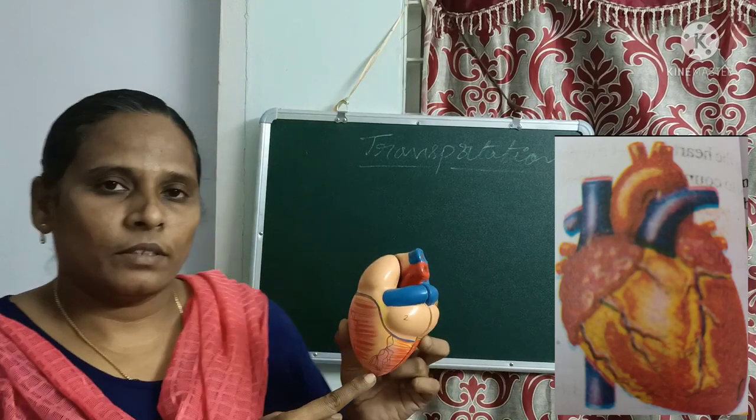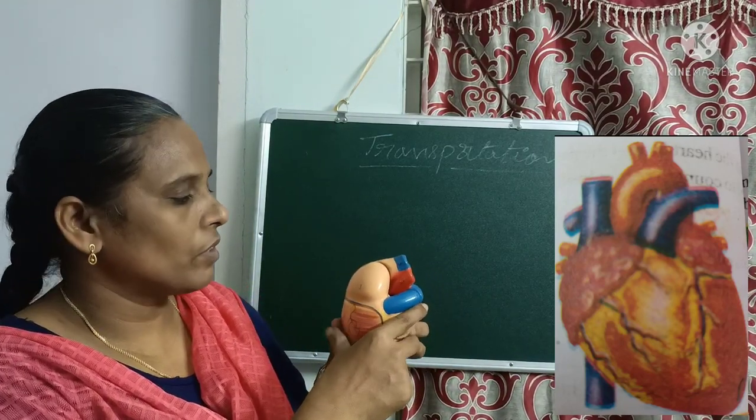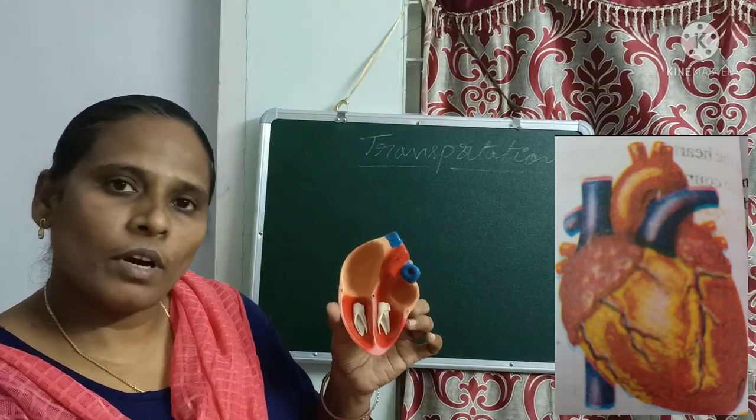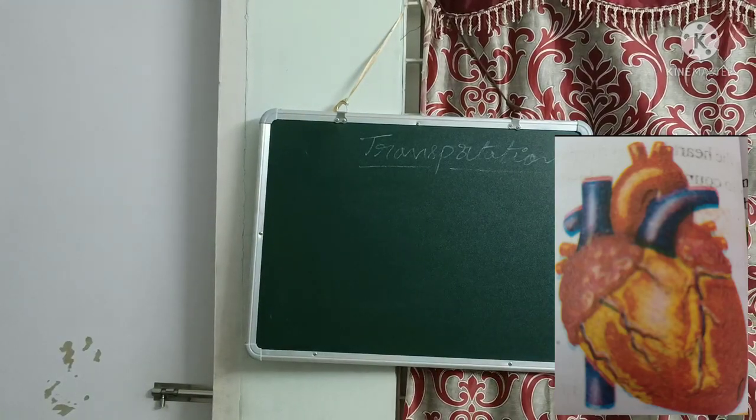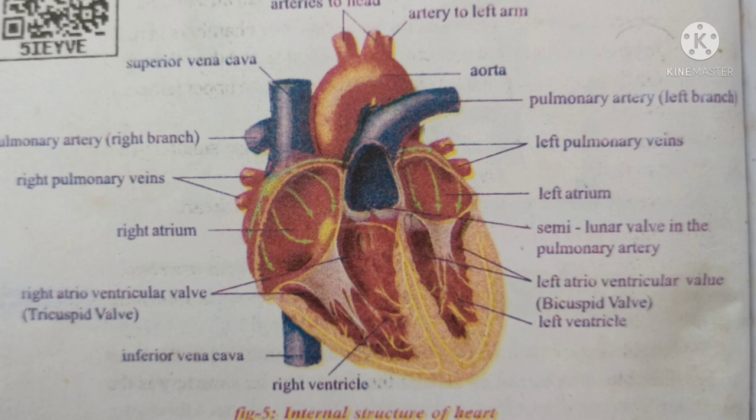Now we'll know about the internal structure of the heart. Coming to the heart's internal structure, the heart has four chambers: right auricle or atrium, left atrium, right ventricle, and left ventricle. The right side heart parts, the right atrium and right ventricle, are a little bit bigger than the left parts, left atrium and left ventricle.